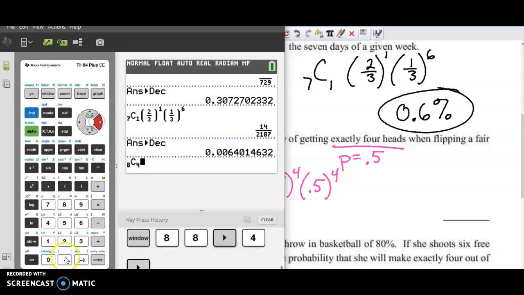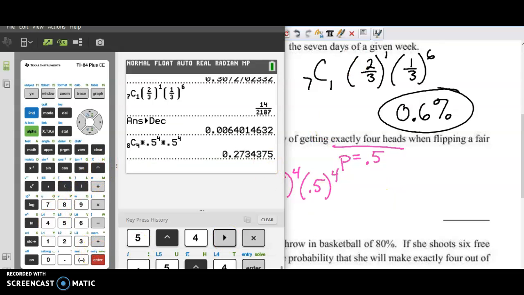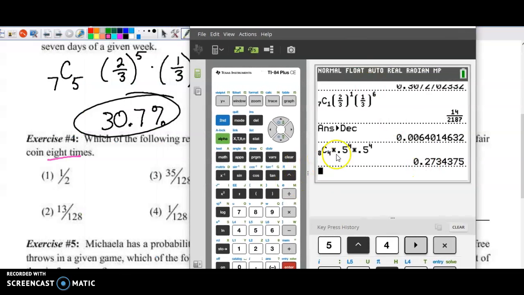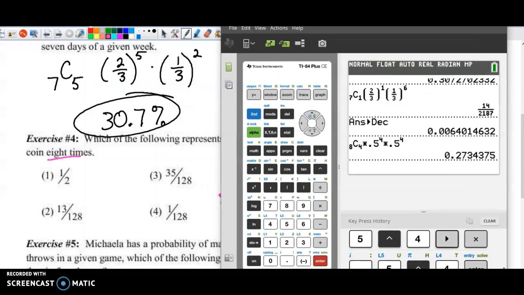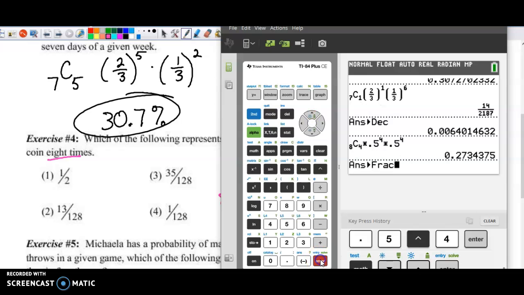8C4. I don't know if I have to hit times. I'm going to go ahead and hit times. 0.5 to the 4th power times 0.5 to the 4th power. And you give your probability. This time I get the decimal because I typed it in as decimals. You will then need to go back and change things to a fraction. So if you hit that math key, over to a fraction.